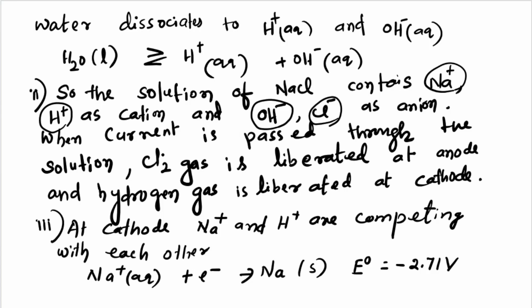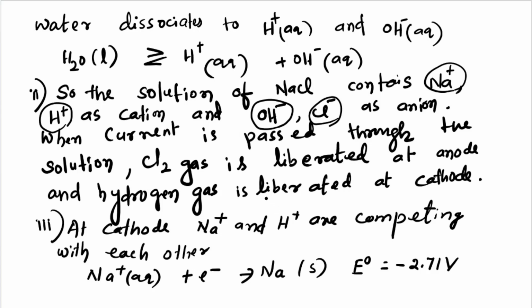When current is passed through this solution, what happens? You will see chlorine is liberated at the anode and hydrogen gas is liberated at the cathode. This is the practical observation. There is a chance, maybe hydrogen, maybe Na. So why is it only obtained as hydrogen gas at the cathode and chlorine gas at the anode, not Na, not OH?